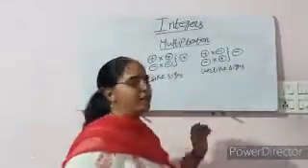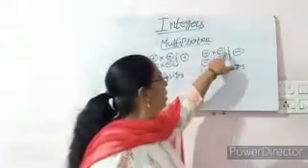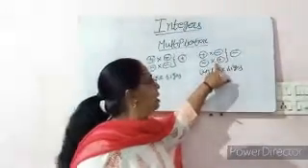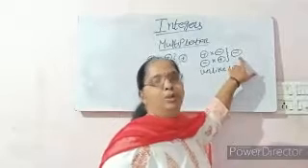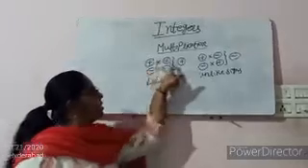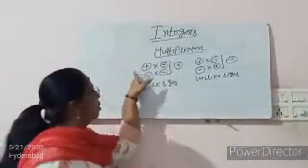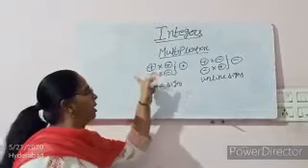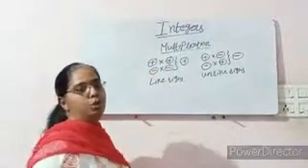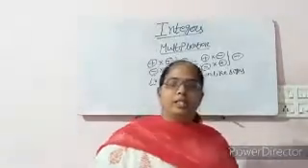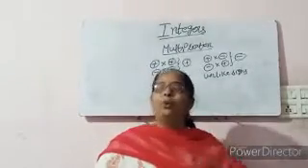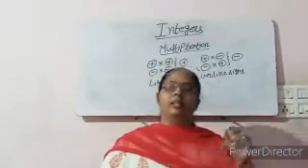So if you multiply a positive integer with a negative integer or a negative integer with a positive integer, the result will be negative. If you multiply the same signs, meaning like signs, a positive integer with a positive integer or a negative integer with a negative integer, the resultant will be positive. So the product of two integers with like signs is positive. The product of two integers with unlike signs is negative.